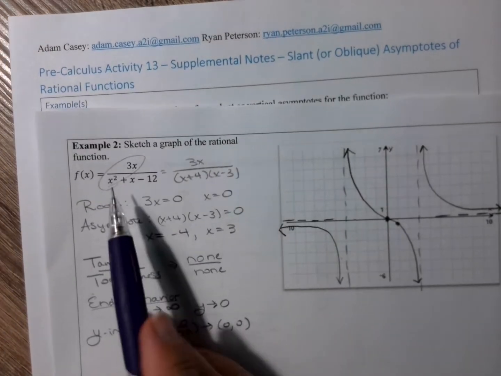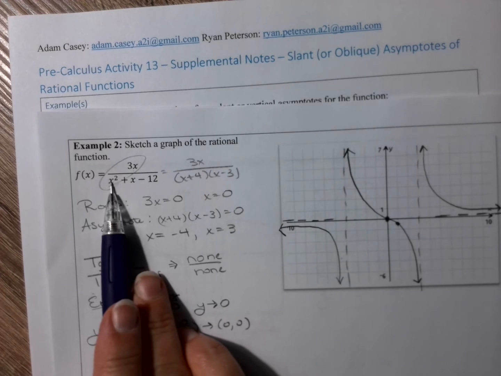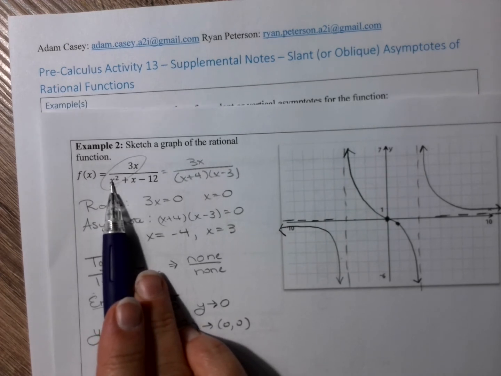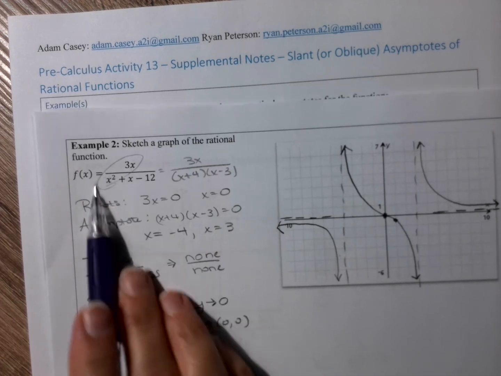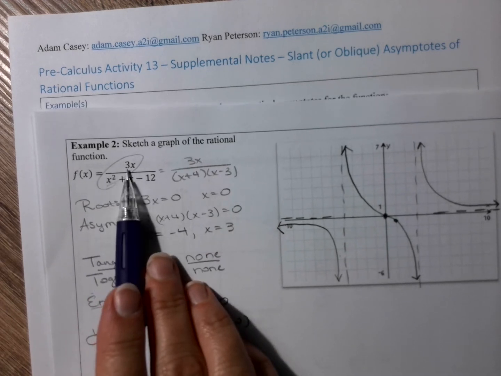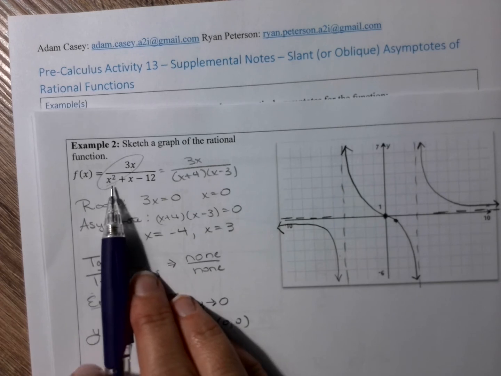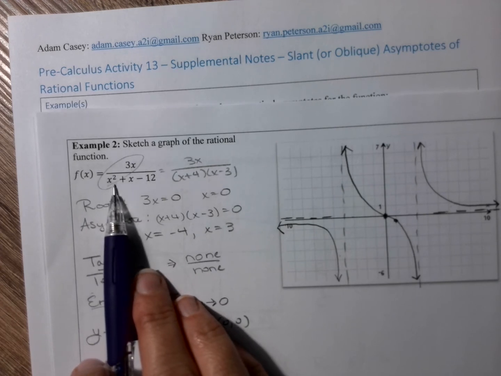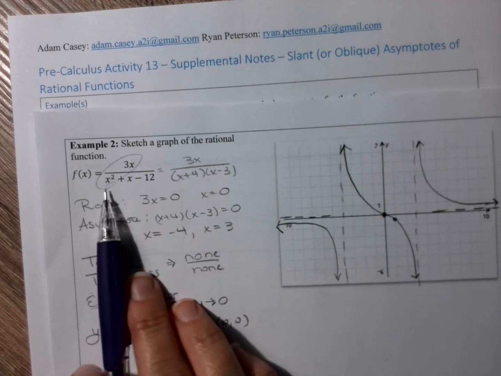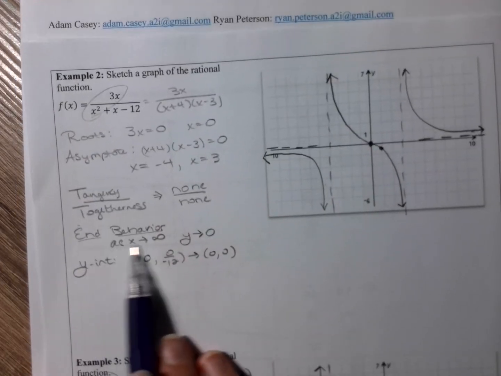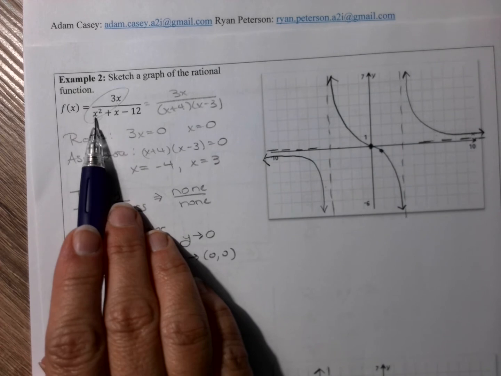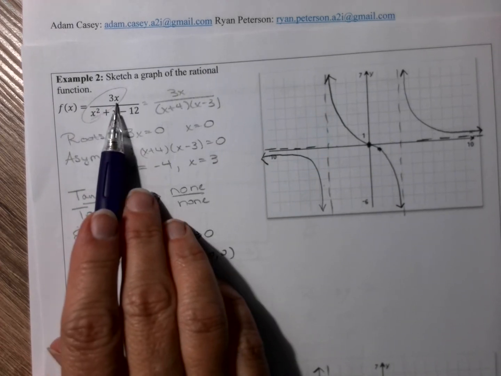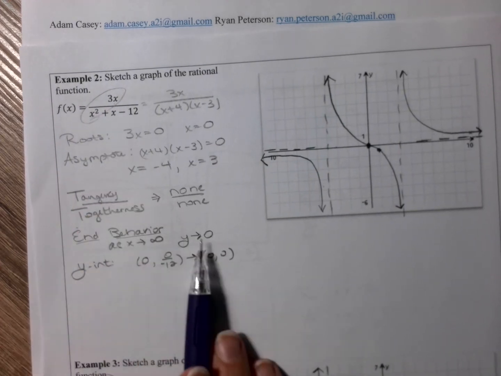We also saw in example 2 what happens when the highest power term in the denominator is larger. As x goes to infinity, if my denominator is getting much larger than my numerator, then with fractions, as the denominator gets bigger, the fraction itself gets smaller. And what happens is that our end behavior is going to approach 0. So if the highest power term in the denominator is larger than the highest power term in the numerator, then our end behavior is going to approach 0.